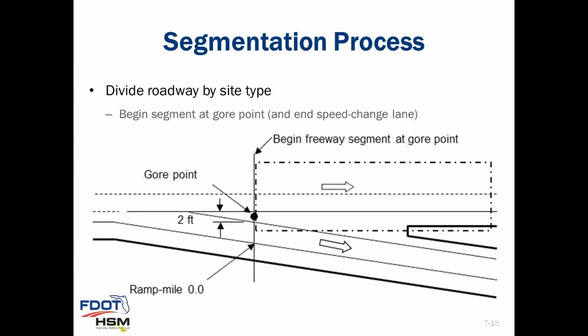The figure shows a plan view of the outside freeway lane and a single lane exit ramp. A new freeway segment starts at the gore point that's shown in this graphic. This new segment is shown in the figure as a box that is outlined by a dashed line.